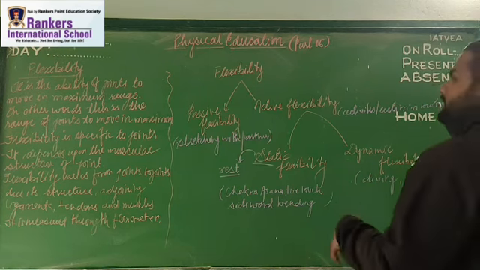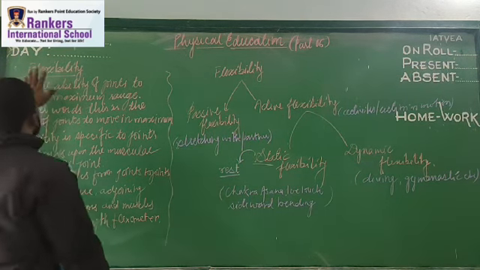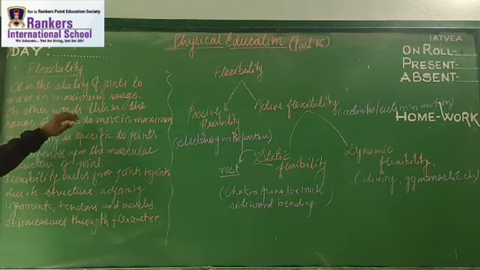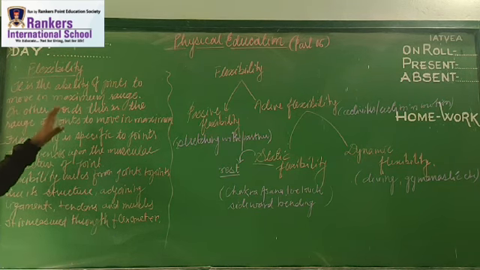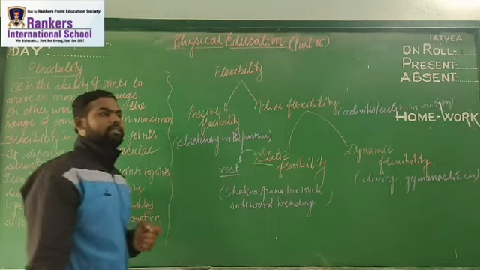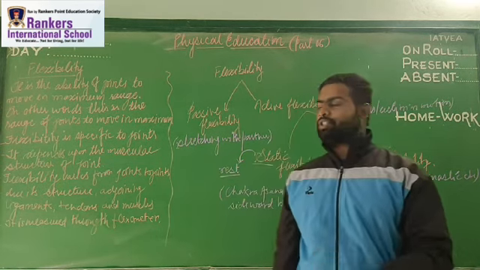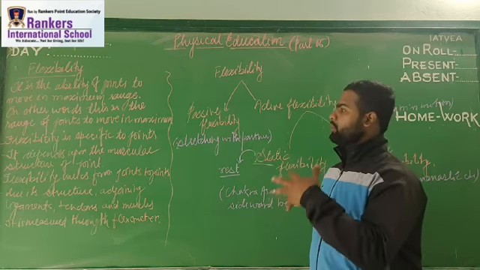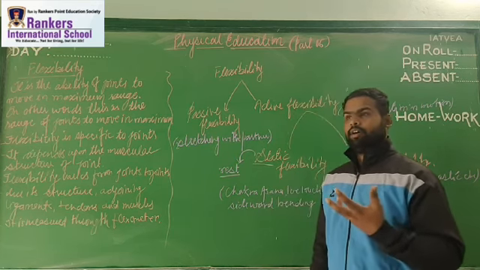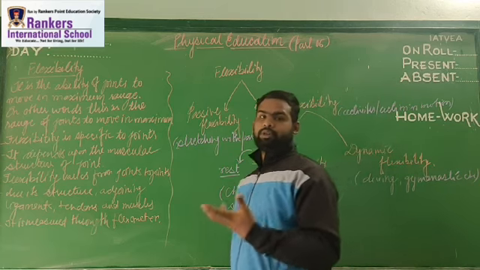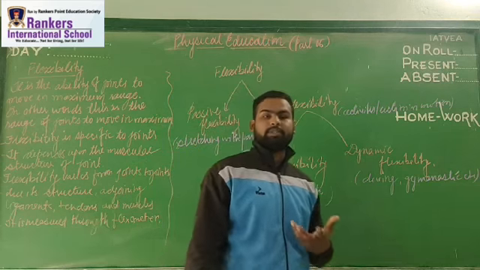So let's come to the question of physical education. Flexibility, our first topic. Flexibility is the ability of our joints to move in maximum range, right? It is the ability of a joint of an individual to move in a maximum range. In other words, we can say it is the range of movement of the joints, a high range or the maximum range, right?